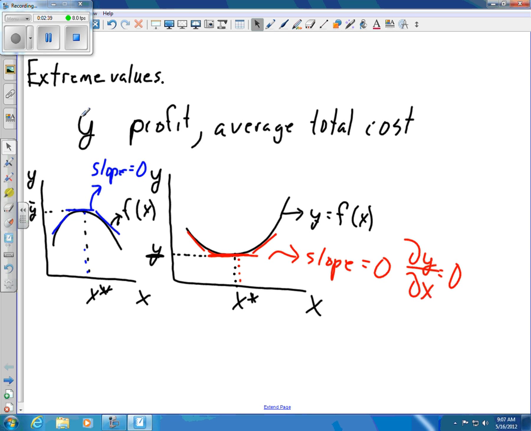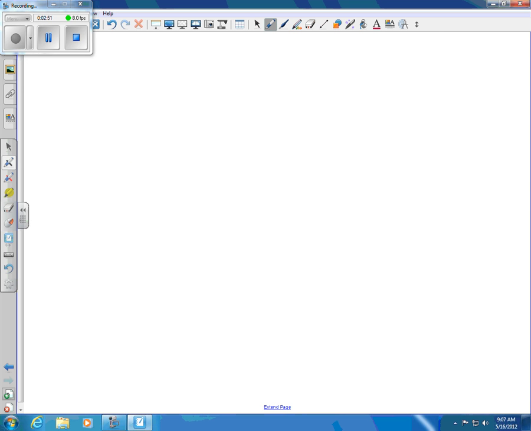So a lot of it is focused on the idea of the slope is 0. The slope is 0 tells us when things move in an opposite direction as to where they were previously. And that's what we'll be looking at next. So the baseline idea is to set the slope, dy/dx, equal to 0.